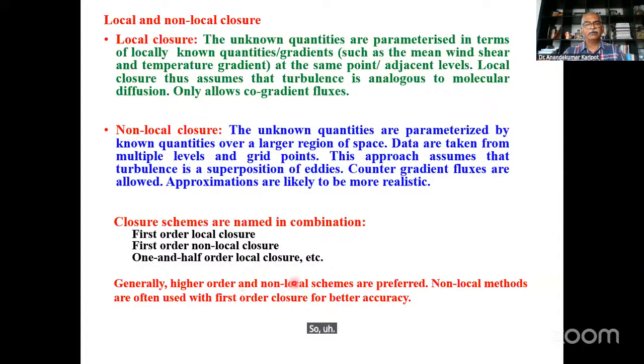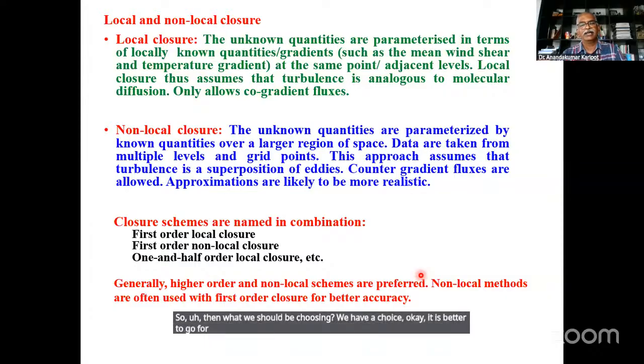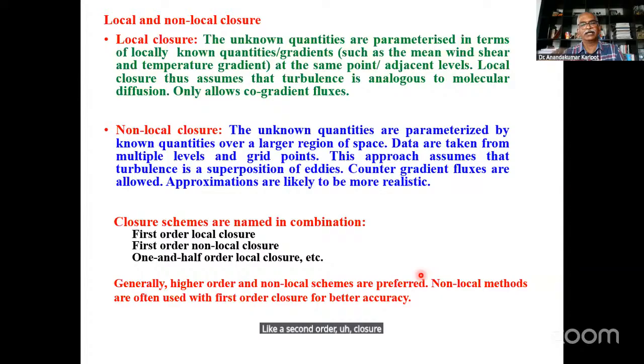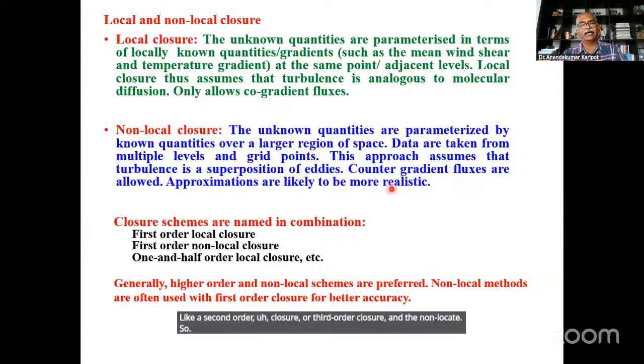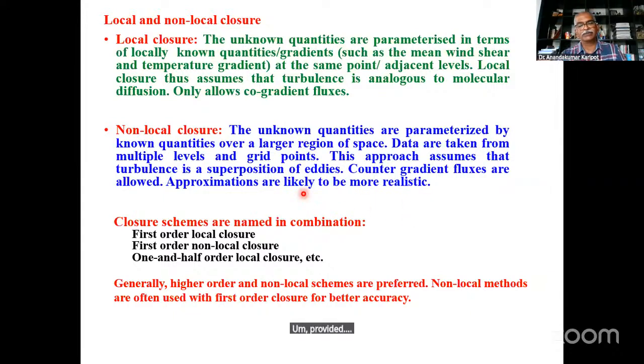So then what should we be choosing? We have a choice. It is better to go for higher order, like second order closure or third order closure, and non-local. So non-local and higher orders are preferred, provided several aspects: if we have the input to provide for these fluxes, and we have the computational power to solve all the additional number of equations, and also we can take care of all the numerical solving issues that may arise. If that is all possible, then it is better to go for higher order and non-local schemes to solve the equation.